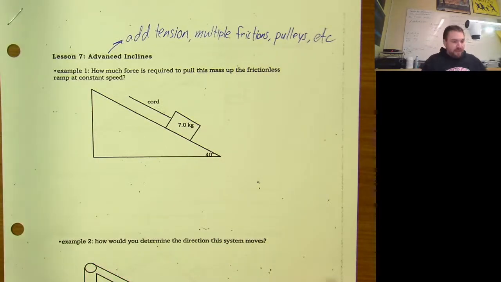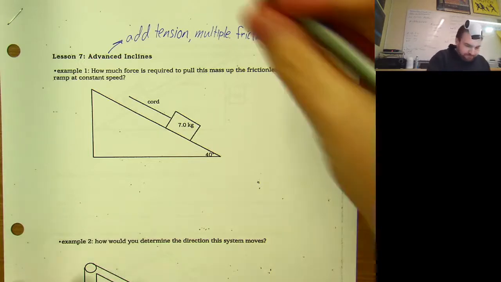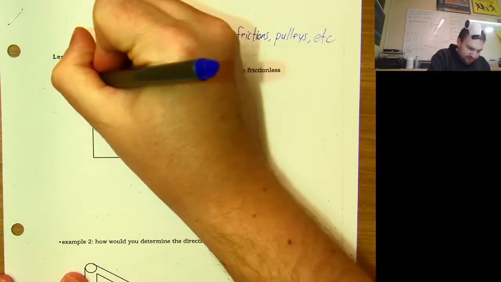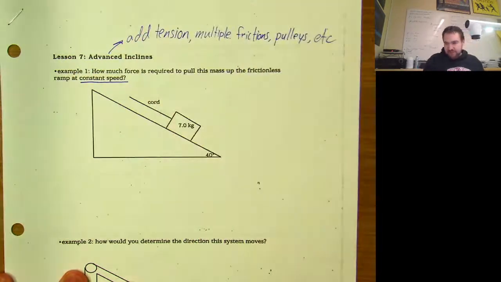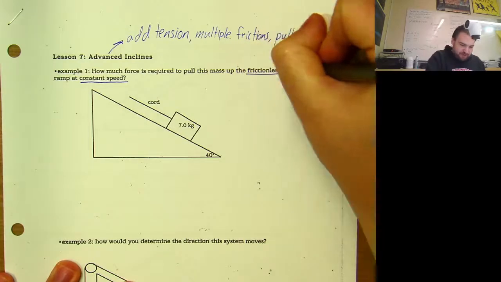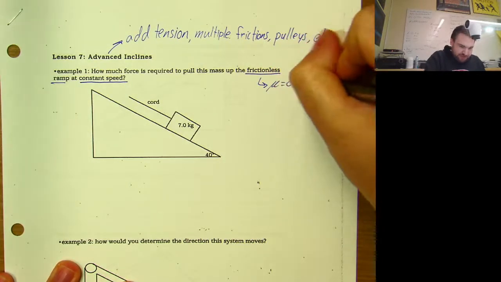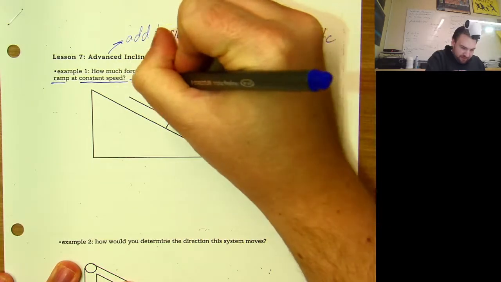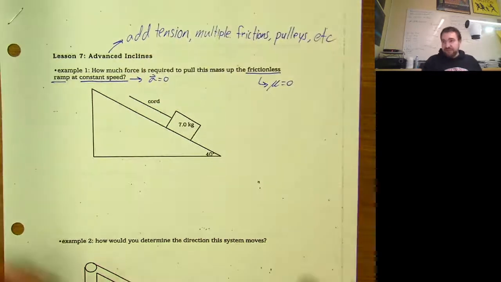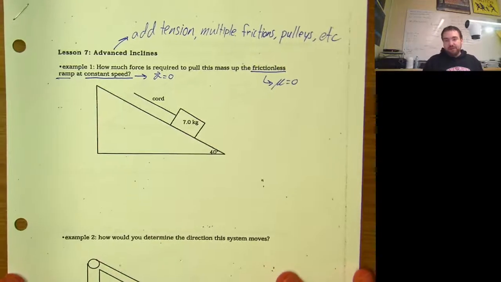So here we go. Example 1: how much force is required to pull this mass up the frictionless ramp at constant speed? So what does it actually mean? We want constant speed, and we're told that the ramp is frictionless. So on a frictionless ramp, mu equals 0, and at constant speed, acceleration equals 0. So those are the two implications from the question that we've got to remember.